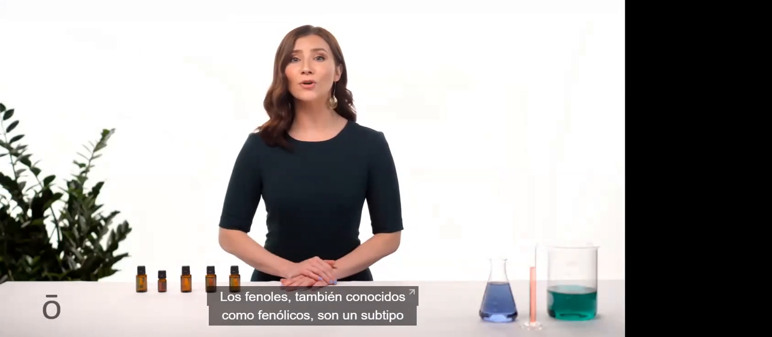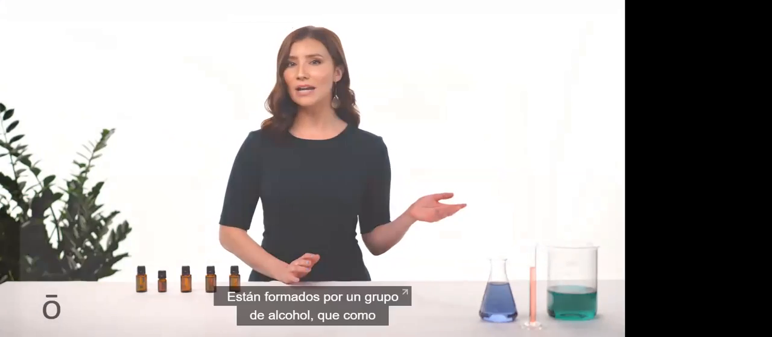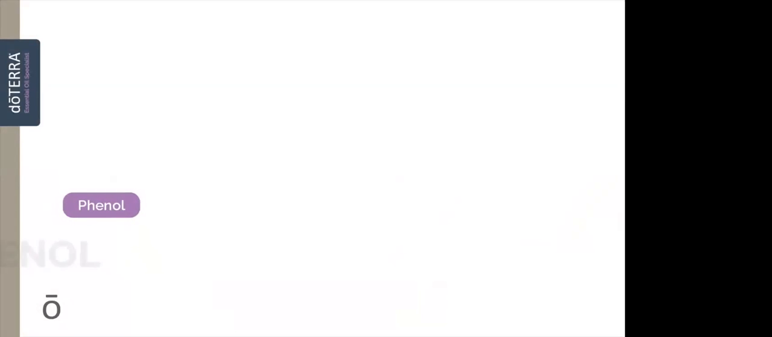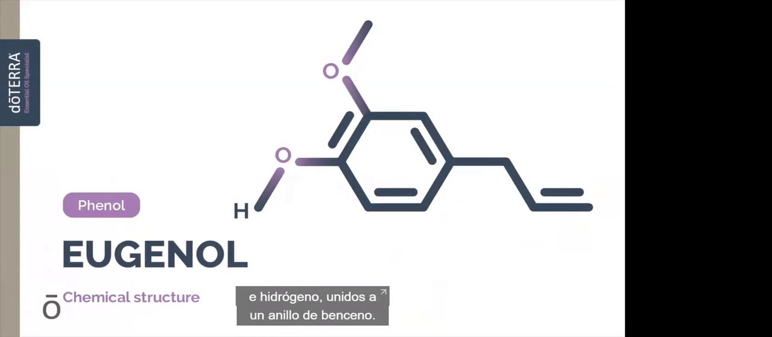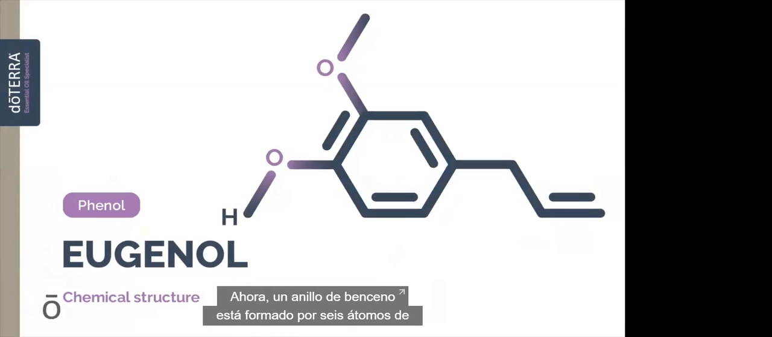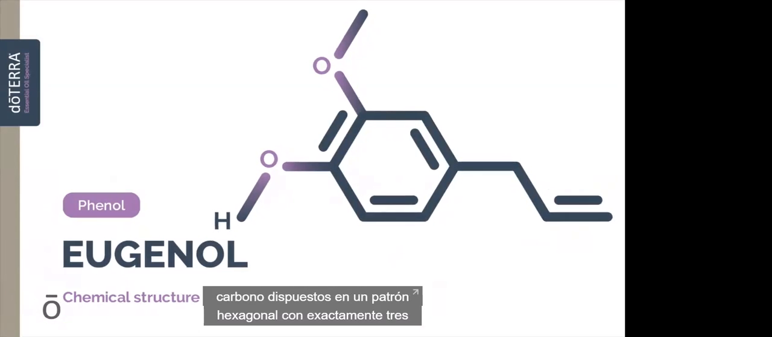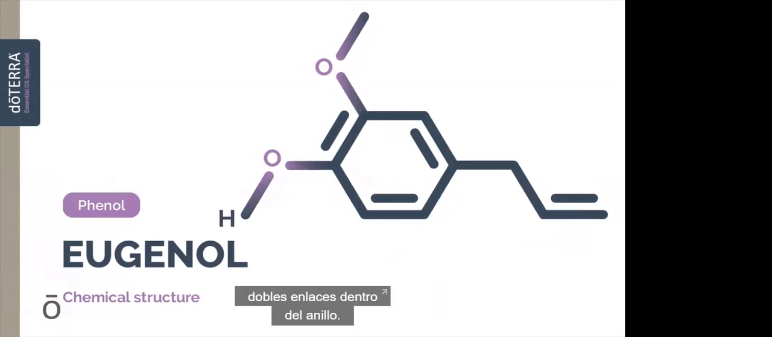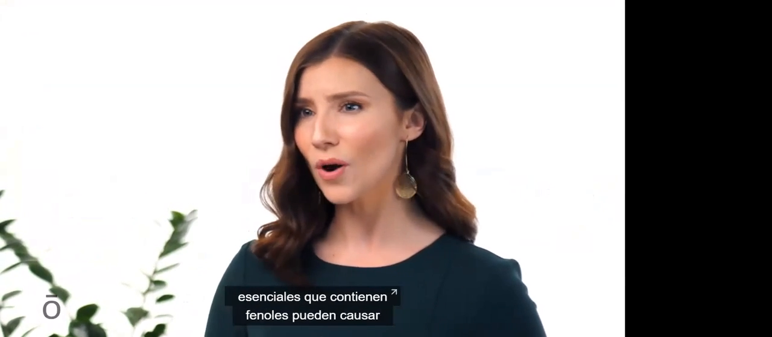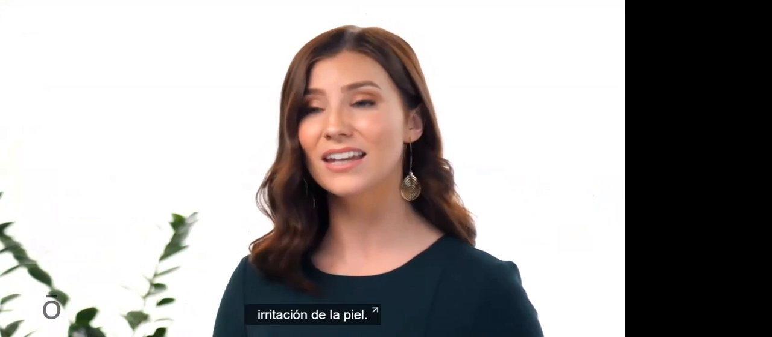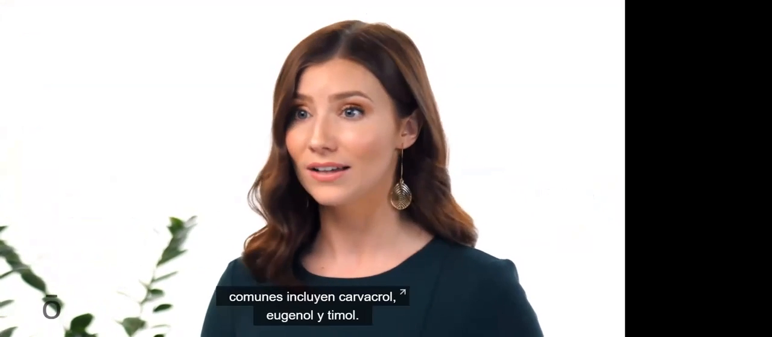Phenols, also sometimes referred to as phenolics, are a special subtype of alcohols. They are made up of an alcohol group, which, as we talked about earlier, is made up of oxygen and hydrogen attached to a benzene ring. Now, a benzene ring is made up of 6 carbon atoms arranged in a hexagon pattern with exactly 3 double bonds inside the ring. Phenols are very potent, and because of this, essential oils that contain phenols may cause skin irritation. Like alcohols, their names end in -ol.